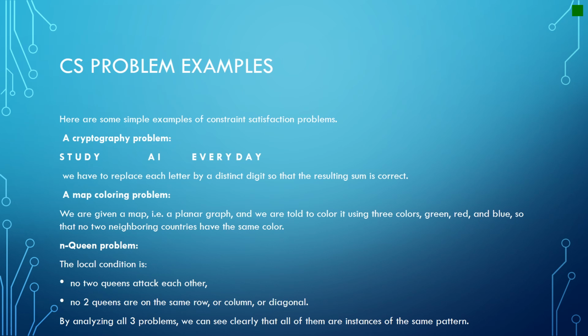With a map, we are given a map, or a planar graph, and we're told to color it using 3 different colors, green, red, and blue, so that no two neighboring countries have the same color. Or an n-queen problem. Let's pretend that we're playing chess, and so the local condition or constraint is that no two queens may attack each other, and that no two queens are on the same row, column, or diagonal. So how would you arrange your chessboard so that those two constraints are satisfied? By analyzing all 3 problems, we can see clearly that all of them are instances of the same pattern.